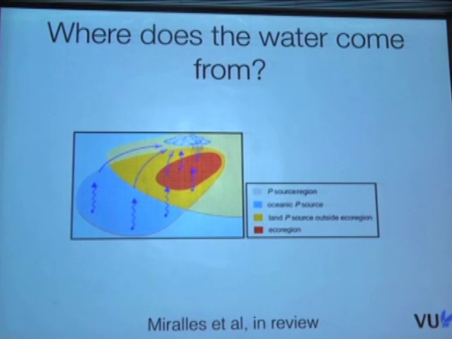As I mentioned, one of the key things is to understand where the water is coming from. So if you're interested in this area here, is the water coming from an ocean source? Is it recycling over the land, or is it coming from a different area from the land? If you know that, you can determine the sensitivity of some of these areas to changes in input or in changes in ocean circulation.